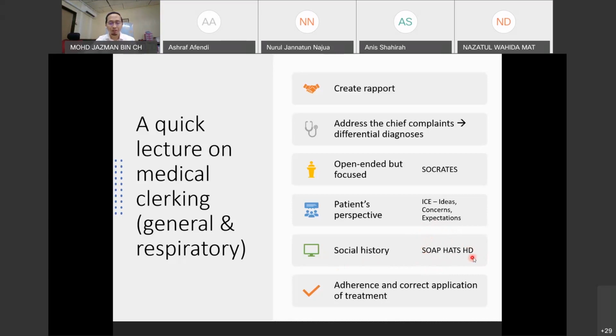So, SHOAP HATS HD. S is for smoking. O is for occupation. A is for alcohol. P is for pets. H is for hobbies. A is for activities. T is for travel. S is for sex or sexual promiscuity.